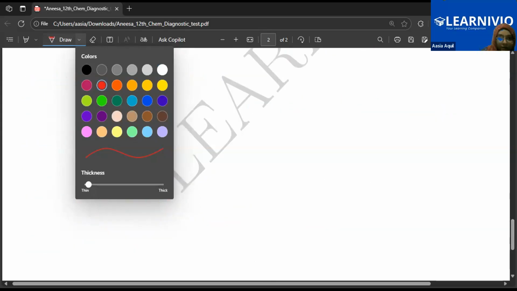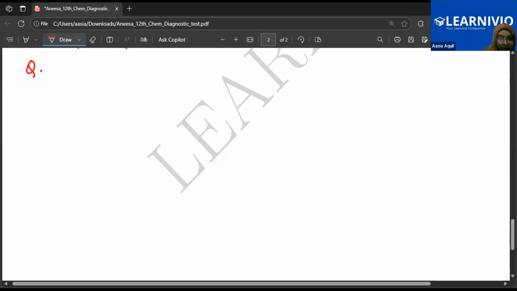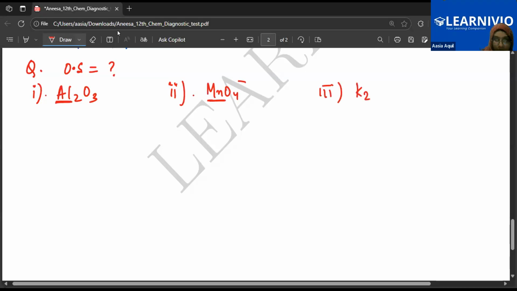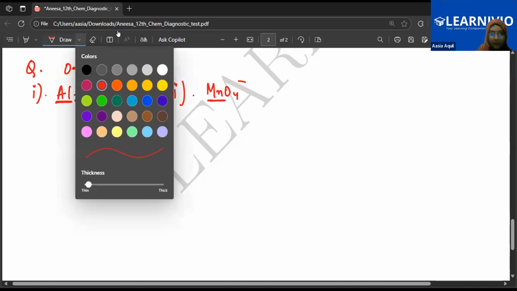Okay, write down the questions. You have to tell me the oxidation state of the underlined species. First one, Al2O3. Second one, MnO4 minus. Third one, A2. Okay, do these questions. And I will always tell you one example, I will show you, then you will do the next one.